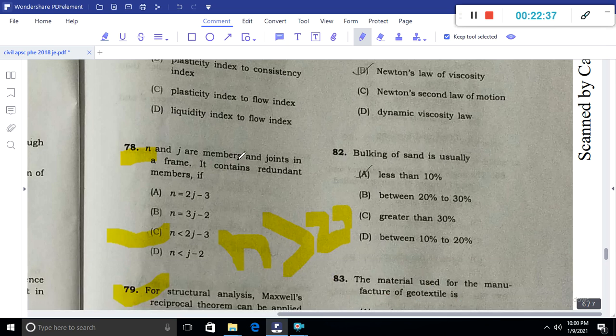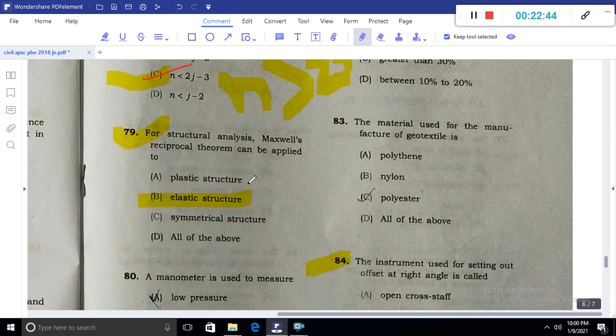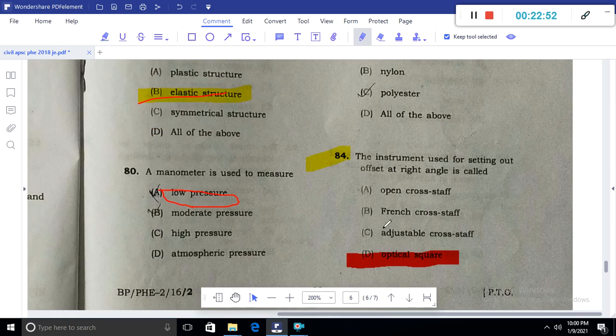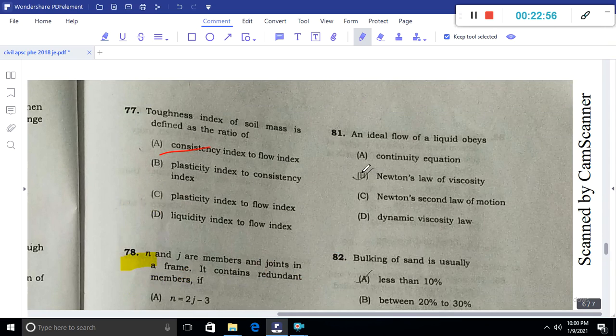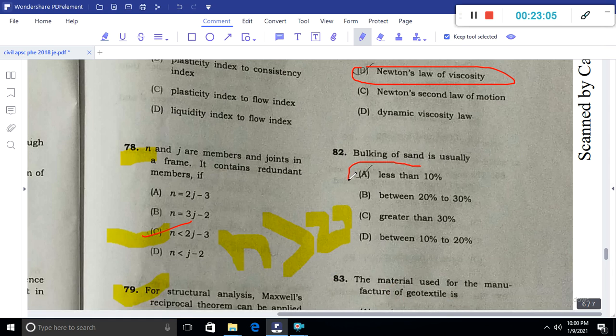So if the number of joints in a frame contains a redundant member, then n is less than 2j minus 3. For structural members, Maxwell reciprocal theorem can be applied in elastic structures. A manometer is used to measure low pressure. Low pressure is generally measured by a manometer. An ideal fluid or a liquid obeys Newton's law of viscosity. Okay, Newton's viscosity law is used. Bulking of sand is generally less than 10%.